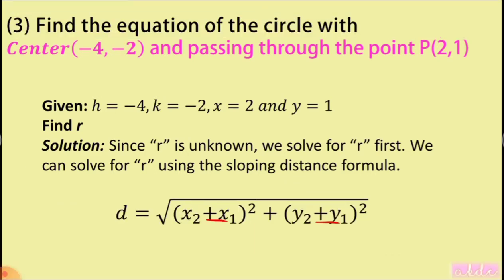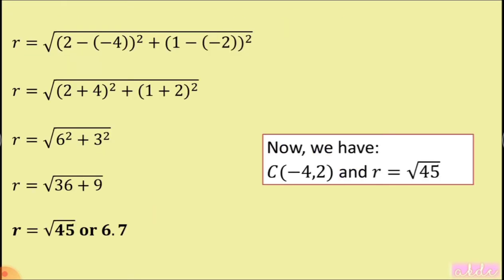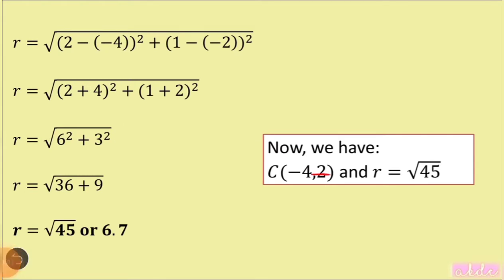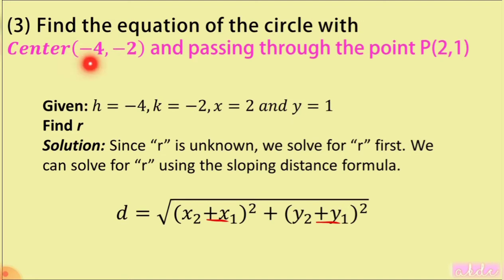So we have x sub 2 minus x sub 1 squared plus y sub 2 minus y sub 1 squared. We have 2 points, (-4, -2) and (2, 1). So again, to find the radius, we are going to use the distance formula, and the values that we will use are the values that were given. We have points (-4, -2) and (2, 1). We will use point P as (x sub 2, y sub 2), and the center as (x sub 1, y sub 1).